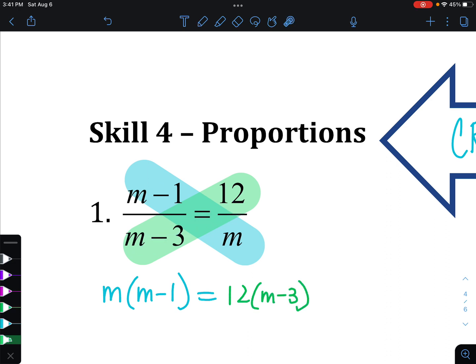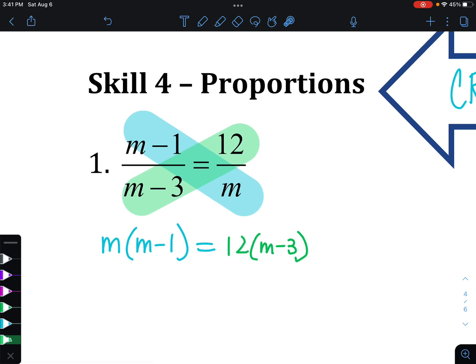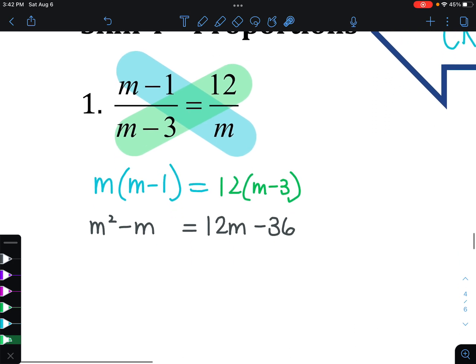By cross multiplying in this way, do you guys see we now have more of a linear-esque type of equation? So now we just fall back on skills we've already practiced. I'm going to distribute that m, get m squared minus m. Distribute that 12m minus 36. So there's no more fractions, which is good, but I see that squared here, which means I have a quadratic. So just like we did up above, we're going to use our factoring skills to solve.